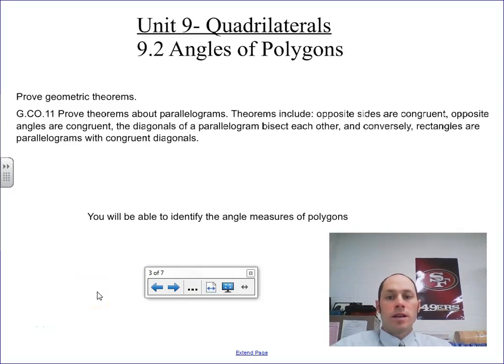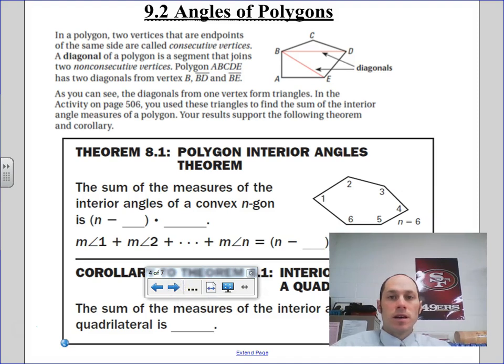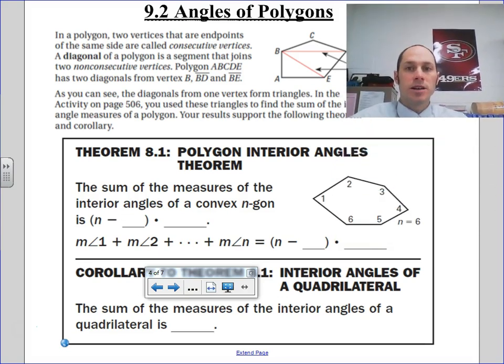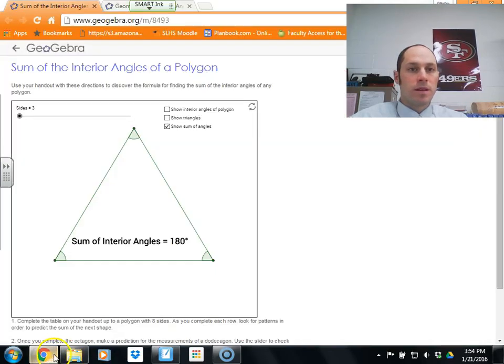Last time we learned what a polygon is. Today we're going to talk about the angles inside of a polygon, identifying the interior and exterior angle measures and figure out how to find the sum of those angle measures. So let's first of all talk about how many degrees are in the interior, the interior angle measures. In order to do that, we're going to take a look on GeoGebra.